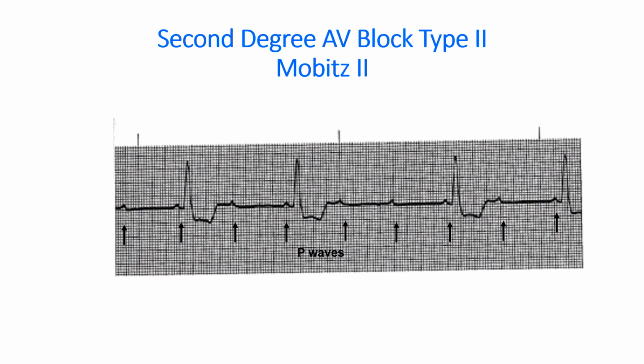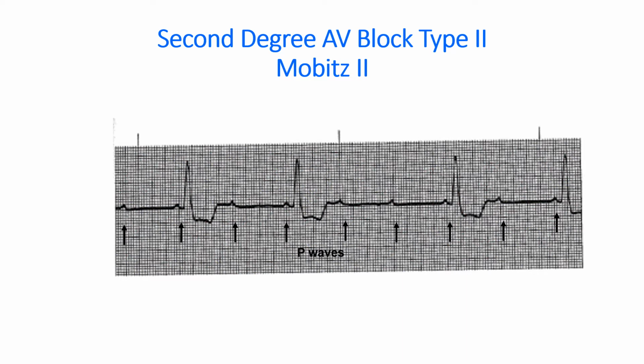So second degree type 2 or Mobitz 2 again has more P's than QRS's. What happens in type 2 AV block is there's a failure to conduct some of the sinus impulses. And type 2 block is different in its location and its severity. The location of the conduction defect is below the AV node at the level of the bundle of His, which would cause a narrow QRS, or most commonly below the bundle of His, which would give you a wide QRS. So you may have varying QRS width depending on where the location of the conduction defect is.